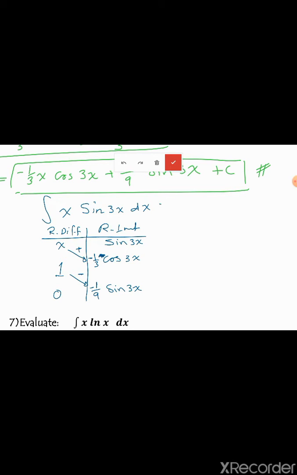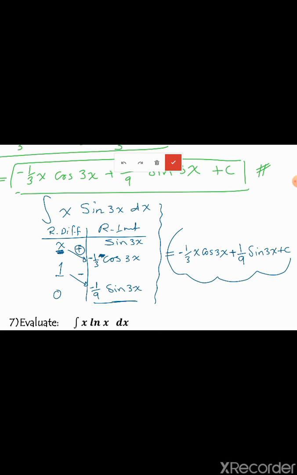Finally, let's write our answer here. The answer is negative 1 over 3 x cosine 3x. As I said, you should start from here. X, and it's positive, times negative is negative 1/3 x cosine 3x, and then negative times negative 1 over 9, which is positive 1 over 9 sine 3x, and don't forget your constant of integration.